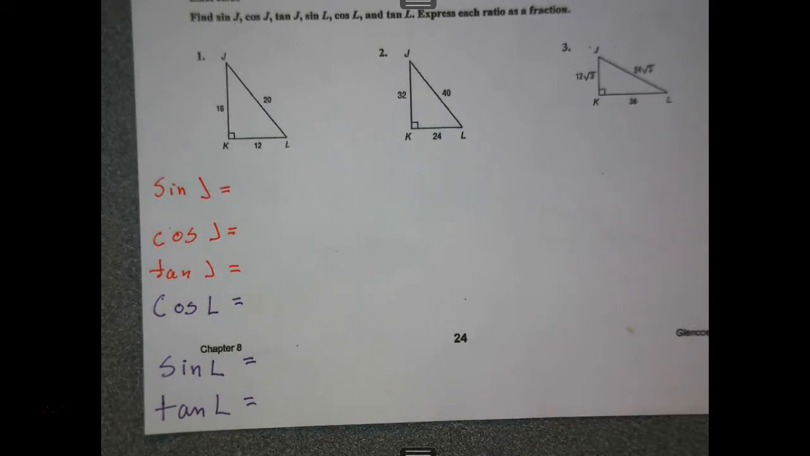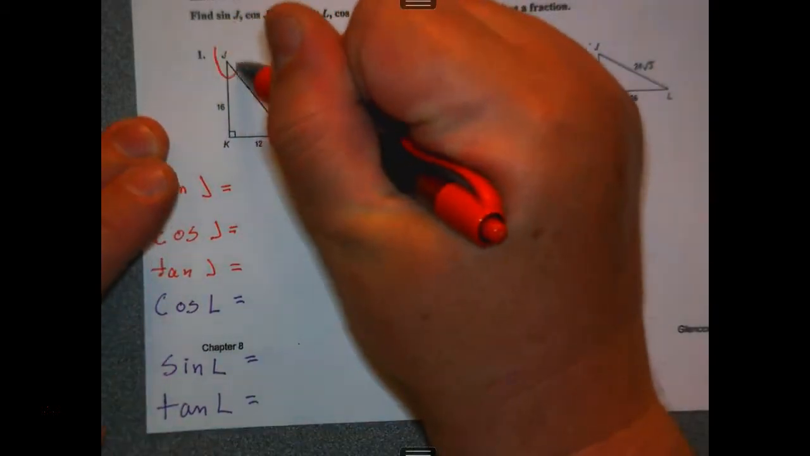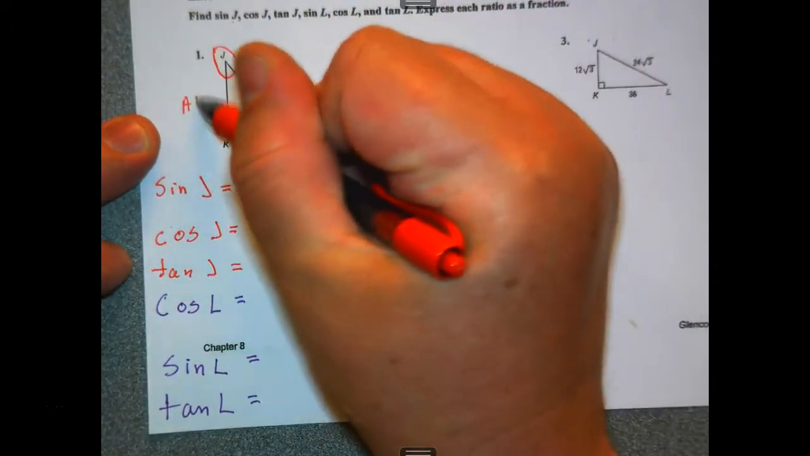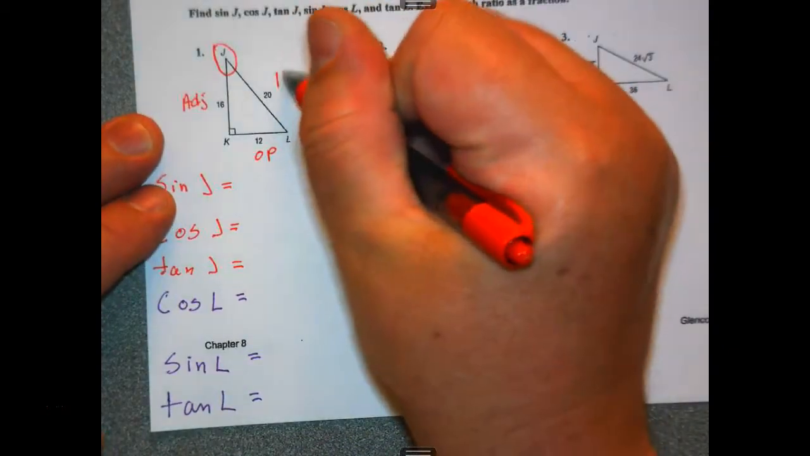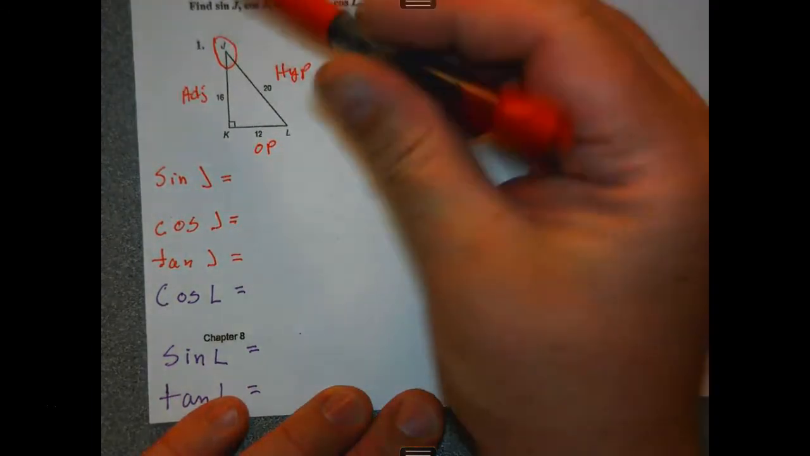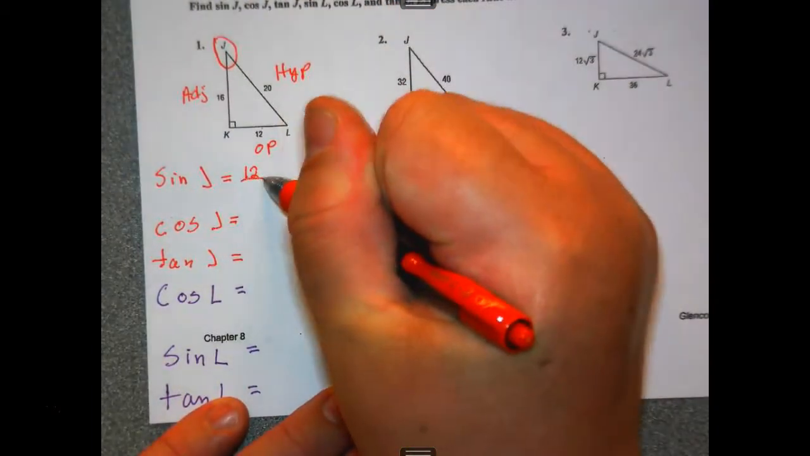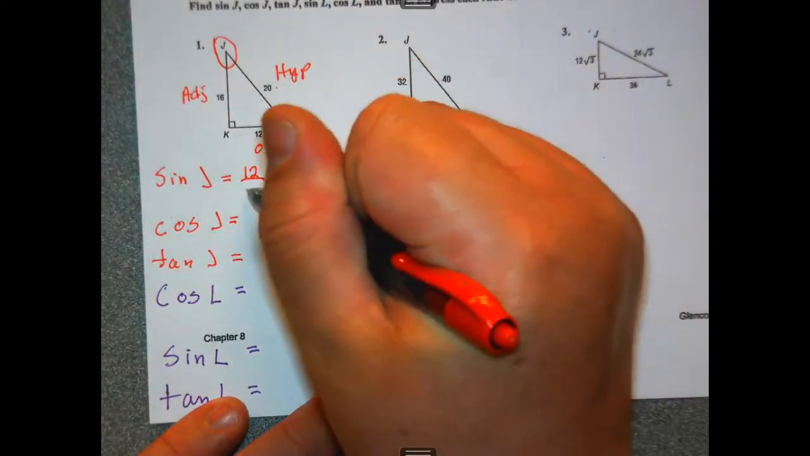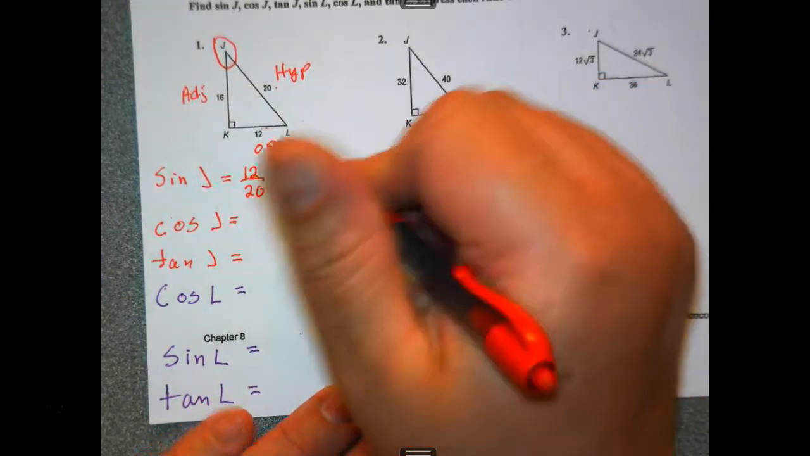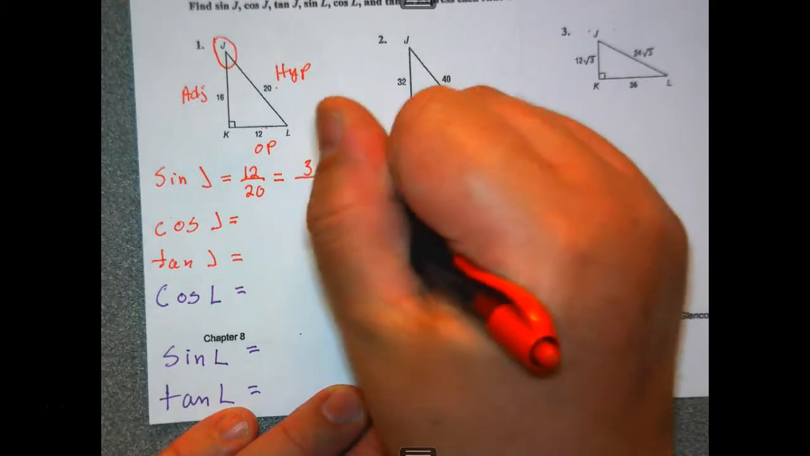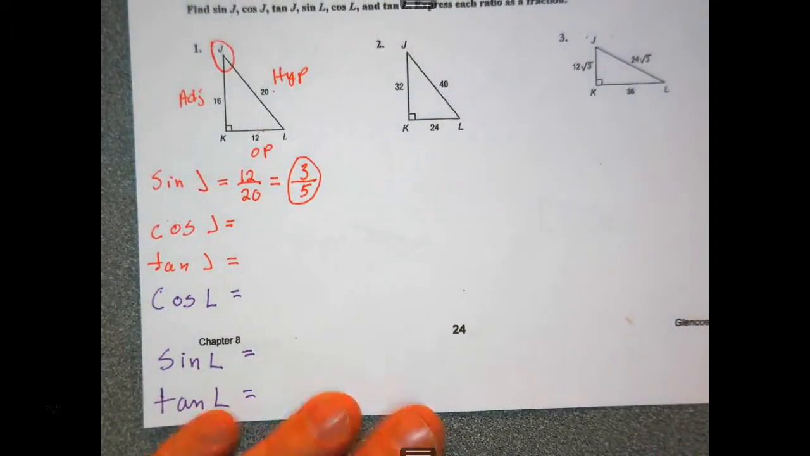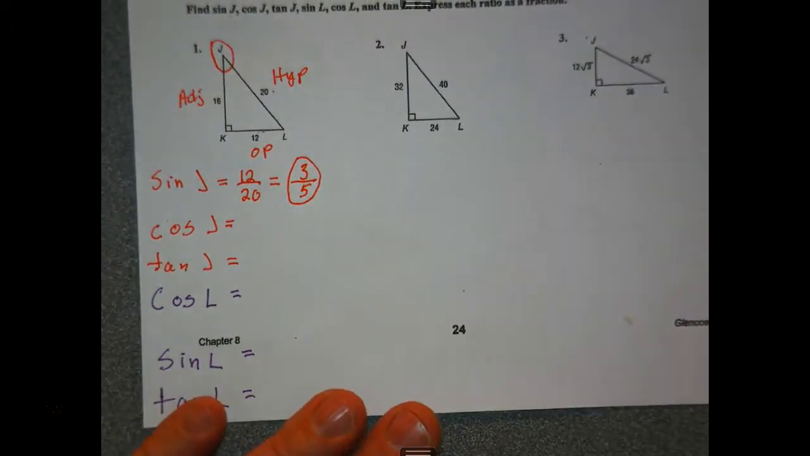Okay, so from the viewpoint of angle J, this is going to be my opposite, adjacent, and hypotenuse. Okay, sine is opposite over hypotenuse. Reduce before it goes into 12, 3 times. 3/5.